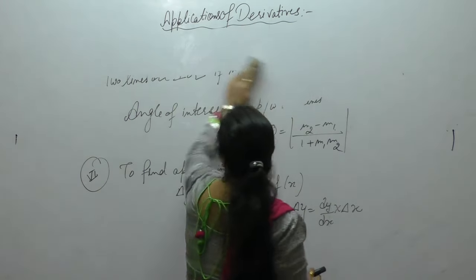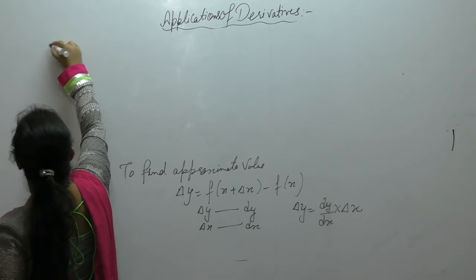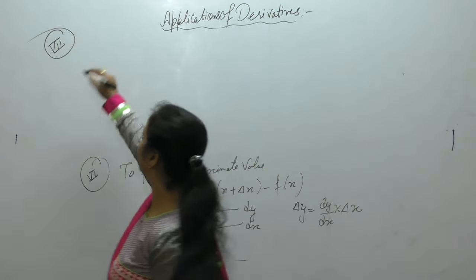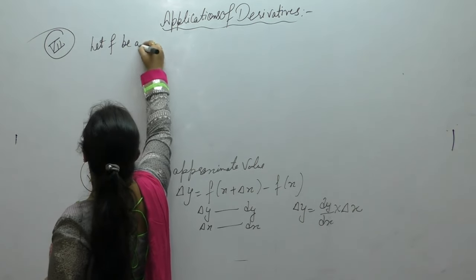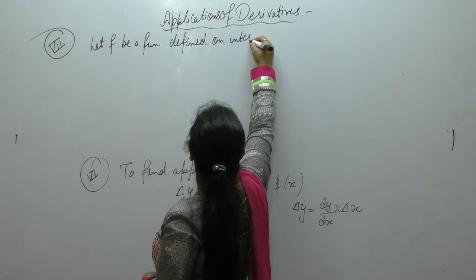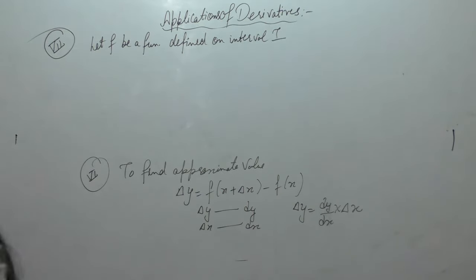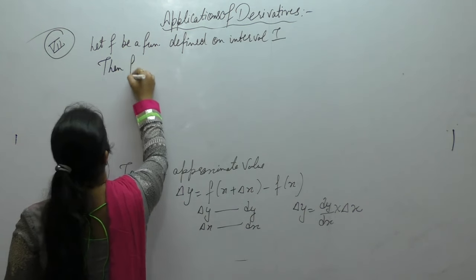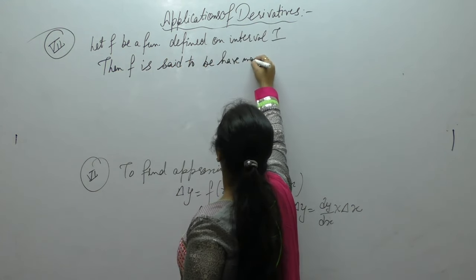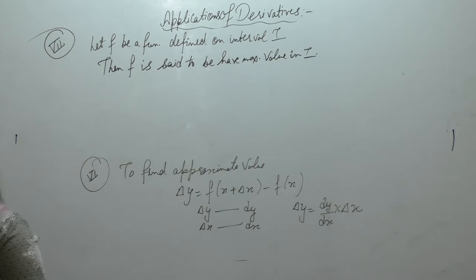Now next is, let f be a function defined on interval I, then f is said to have maximum value in I. f की function की value maximum कब होगी?